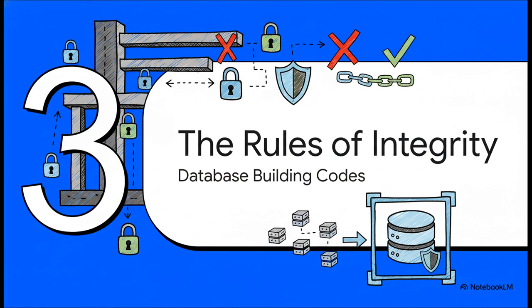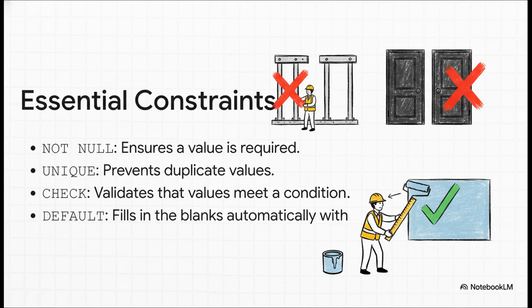They ensure our data is clean, valid, and trustworthy from the second it gets entered. And these are our most common building codes. Not null just means a field is mandatory, you have to fill it out. Unique is what stops you from having two people sign up with the same email. Check is for enforcing business logic, like making sure an age is over 18. And default is super useful. If a value isn't provided, it just automatically assigns one for you, like setting a new order status to pending.